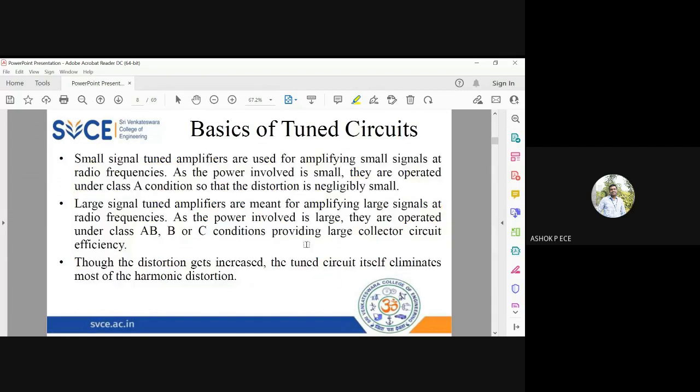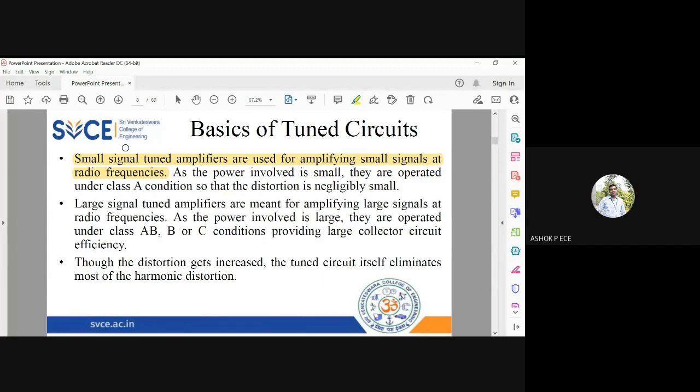Signal, as the small signal term comes, we are going to use for amplifying small signals at radio frequencies. So small signal means the input to your amplifier is 50 millivolt. It is very, very small. It is going to be in the active region of your transistor. The 50 millivolt can entirely cover the active region of your transistor.